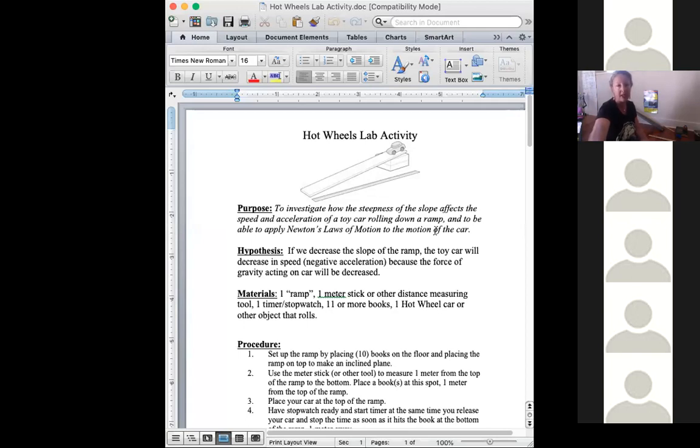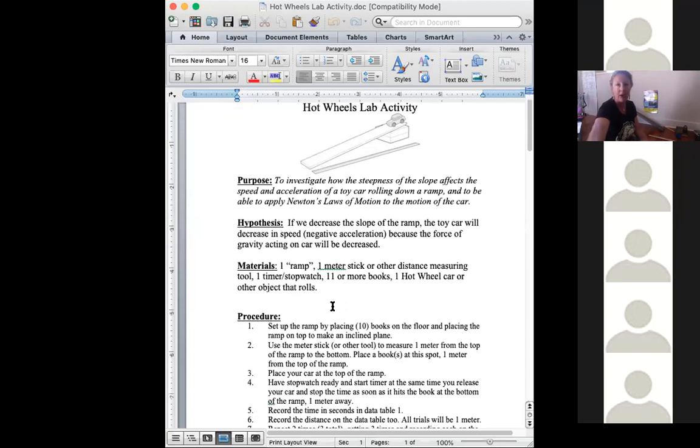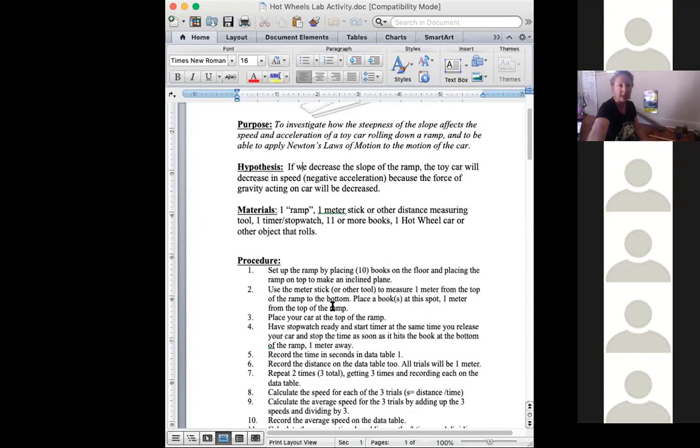So the materials: one ramp, a meter stick or other distance measuring tool, a timer or stopwatch, 11 or more books, and a Hot Wheels car or other object that rolls. And then I forgot to put on there Play-Doh or clay for our little person, which we don't need until the second part of this.